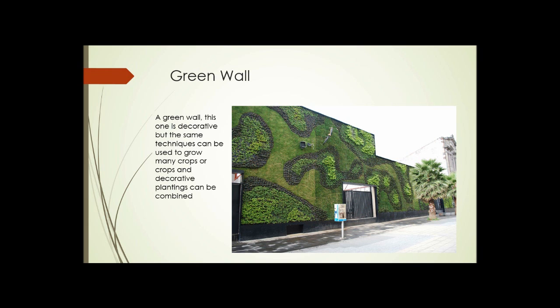Here we see a green wall. This one is a decorative green wall, but the same techniques can be used to grow many different crops. And the crops and the decorative plants could be interspersed, making a decorative green wall, which at the same time is able to produce food.